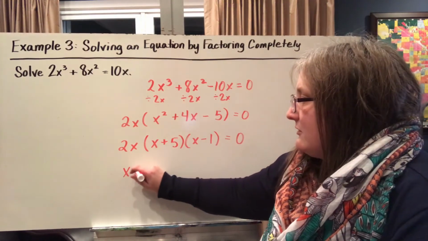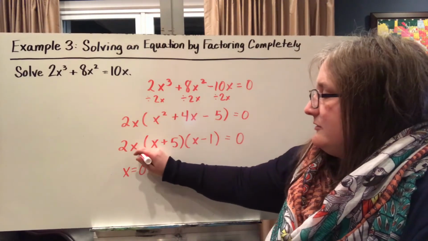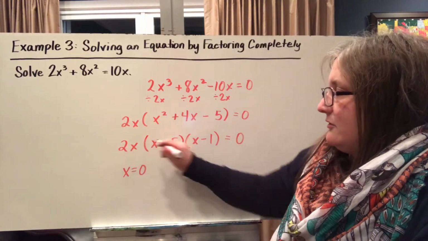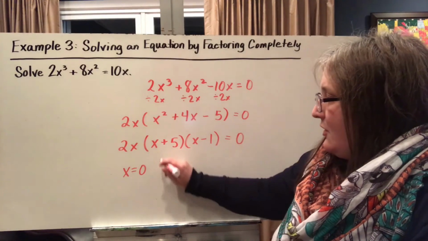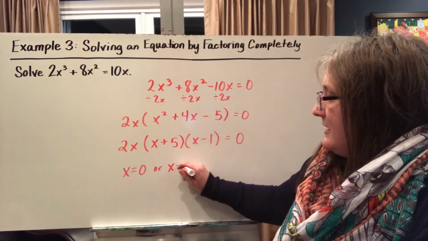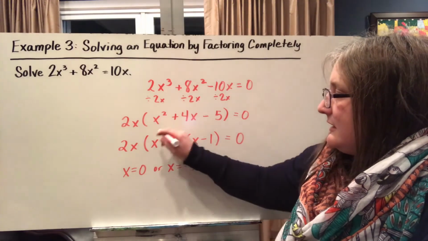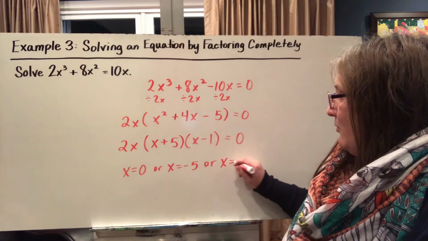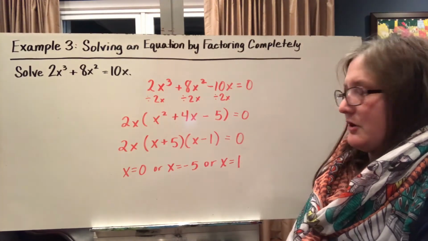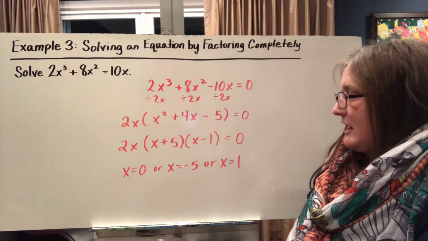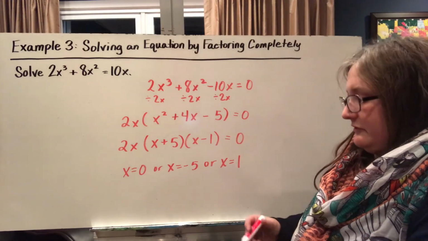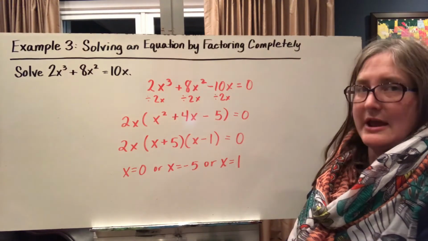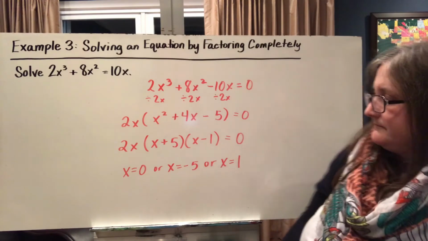So x could be 0, because 2 times 0 would make this term 0, and 0 times anything is going to get us 0. Or x could be negative 5, because that would make this second term 0. Or x could be 1, because that would make my third term 0. So there's 3 possibilities for x here, which would make my equation equal to 0. X could be 0, negative 5, or 1.